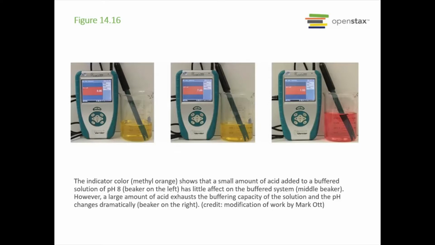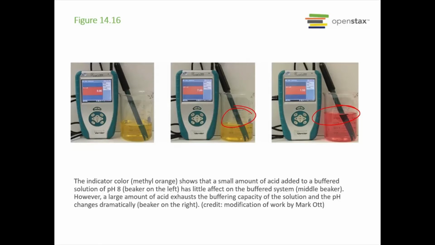So for instance, here is a buffer, and it's got this indicator, methyl orange. It starts off at a pH of 8. Some acid is added, and it goes down to 7.66, but it's still that orange color. Overall, not much change in pH, but look how much liquid they had to add to break that buffering capacity. Once it happens, though, you see that color change from the indicator, and it goes down to 1.53.